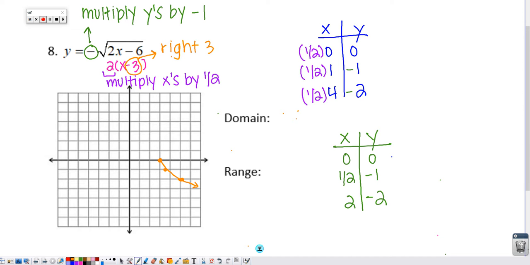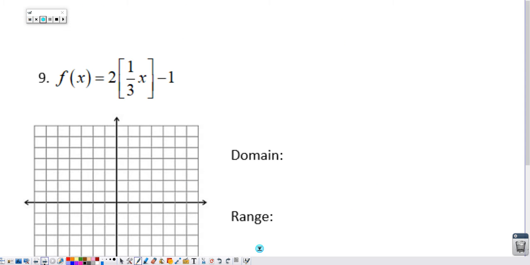And then we just need to do the domain and range. So, unfortunately, I have my tables kind of in the way, but it's okay. I'll still write them. I'll just go below it. So, I have domain. It looks like x is greater than or equal to 3. And then our range, this is actually going below, so it's going to be y is less than or equal to 0. Below the x-axis.